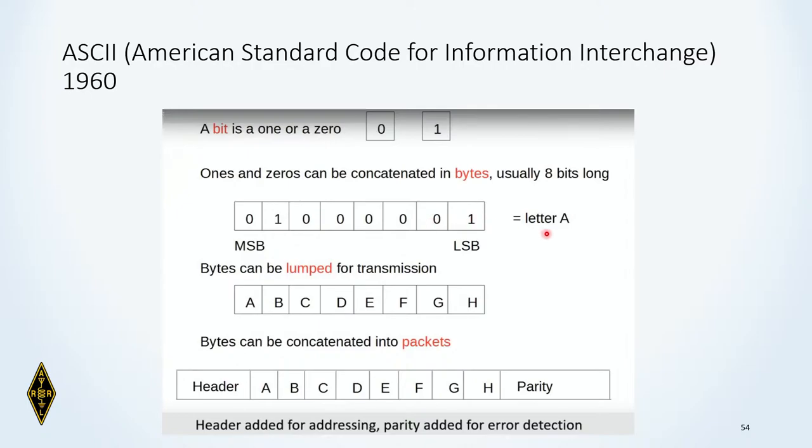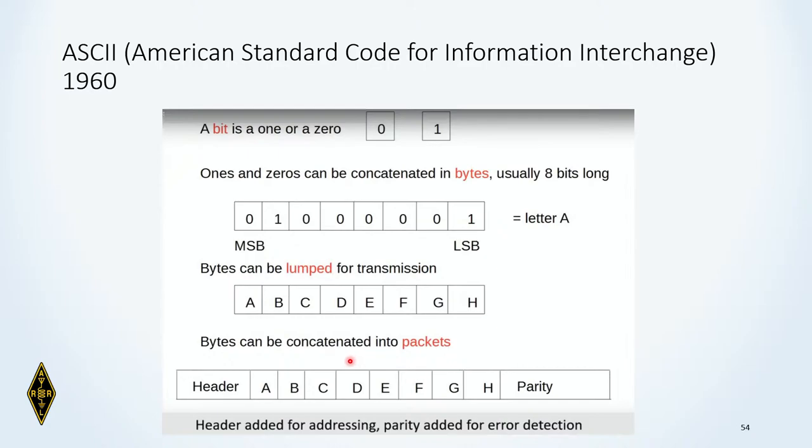The data can be 7 or 8 bits. This is an example of the letter A. LSB means least significant bit. In decimal counting, we start with ones, then we go to tens and hundreds, least significant being the smallest. It works the same way here. And then bytes can be lumped together for transmission. So this is the letter A. Maybe we're going to send A, B, C, D, E. So we'd have 7 or 8 bits in each one of these little boxes, and you could send a whole string of text.